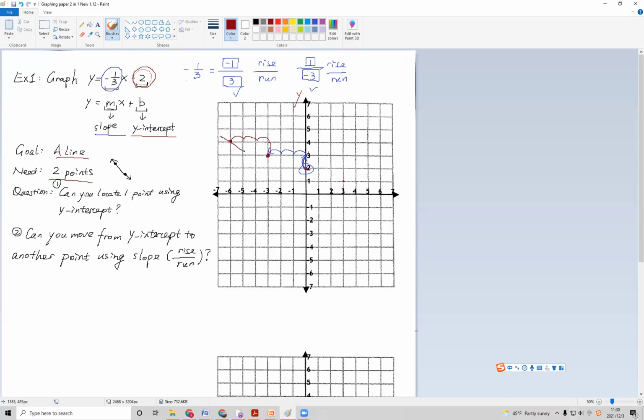Oops, I'm sorry. Let me see if I can have straight lines. Yes, I can over here.